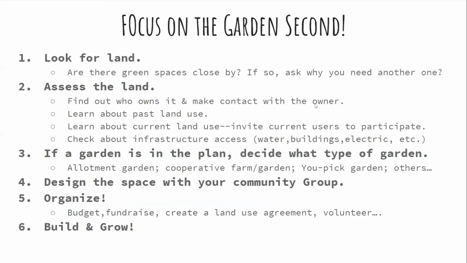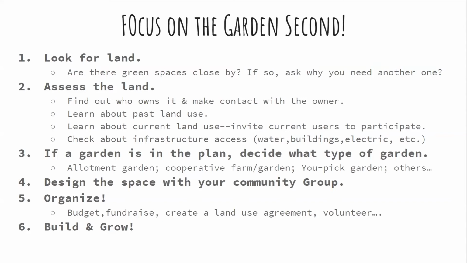So focus on the garden or green space second. Again, without community, it's just a garden. So you really want to focus and nail down that community first and then think about the garden. A lot of times some of these things happen at the same time, and that's okay. So focusing on that garden or green space second means looking for land.